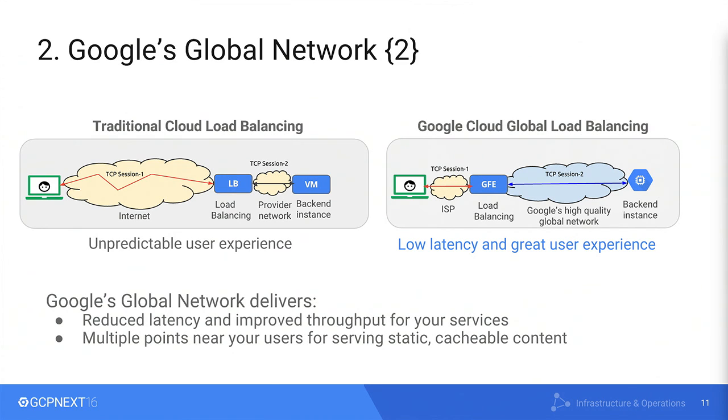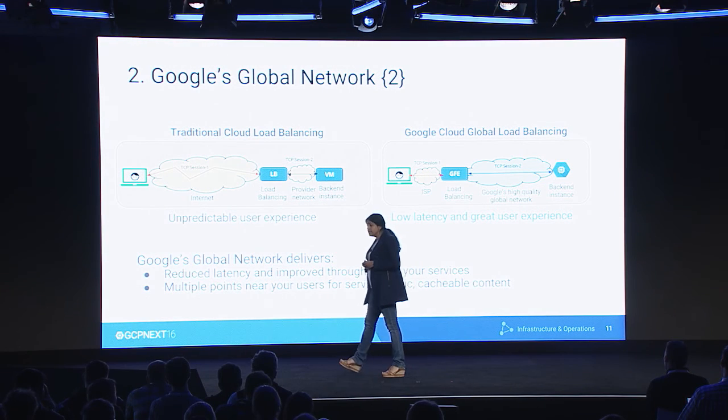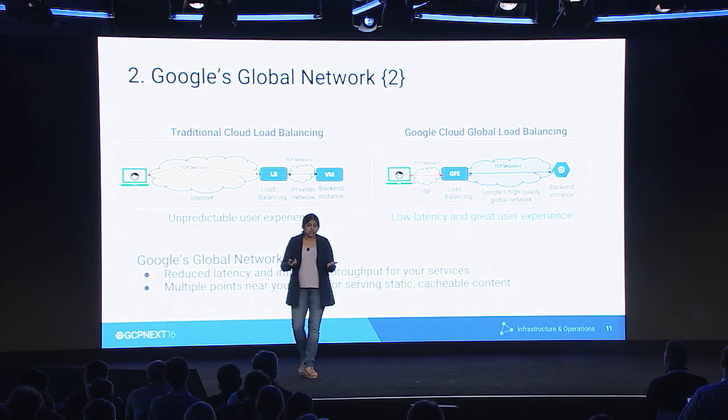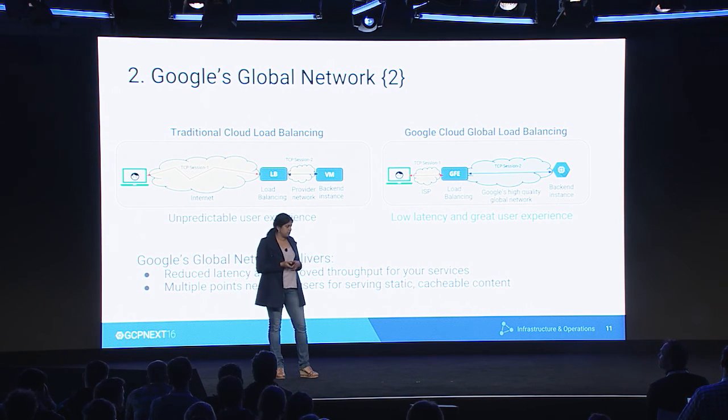And what does this do for you? The benefits are significant. Reduced latency and improved throughput for your users. Delivering unflappable services even in the wake of stability or instability. And one thing which is not obvious, but which I wanted to point out, serving static cacheable contents from multiple points near your users. So why doesn't everybody do this? This way of load balancing is not easy to architect. It needs a global network, and it needs sophisticated software and distributed technologies. And Google has been doing this for the last 15 years, and that's what we are really leveraging for Google Cloud Load Balancing.